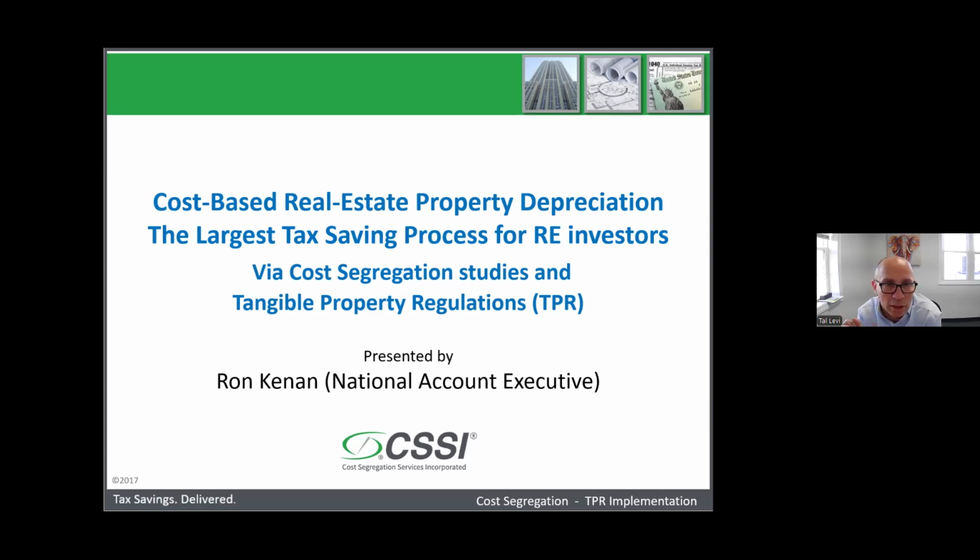Cost segregation is a tax strategy that helps us save a lot of money and helps us with the cash flow, especially in the first few years of owning a new property. So it's an excellent way to increase cash flow. And Ron is going to explain to us the ins and outs of it.